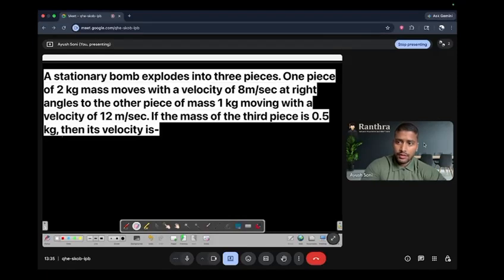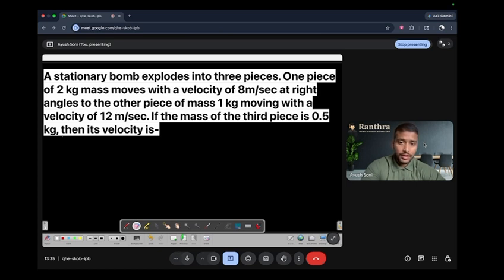So here we have a very standard question of momentum conservation. The question is that a stationary bomb explodes into three pieces. One piece of some mass moves with some velocity at right angles with another piece of mass 1 kg and moving with some other given velocity.